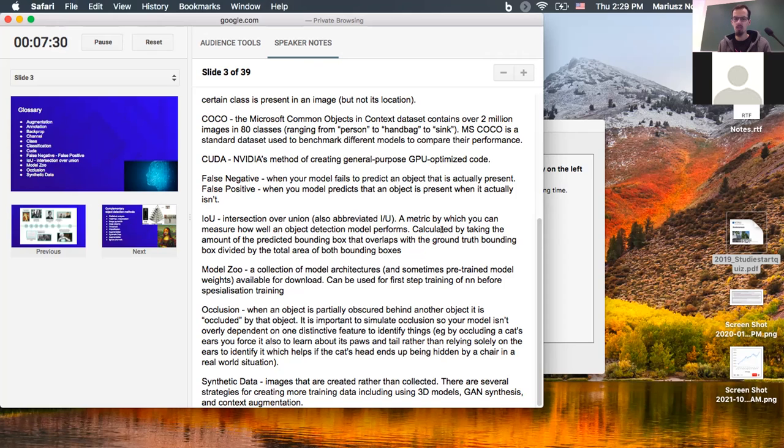IOU, intersection over union, is a metric used to see how accurate the object detection network is at predicting the bounding box. Is the bounding box fitting with the actual image or the object you're trying to detect?